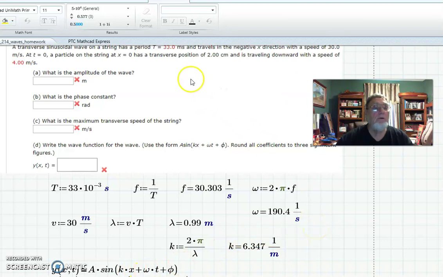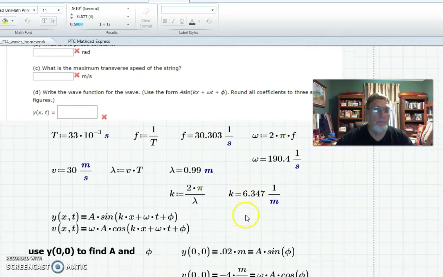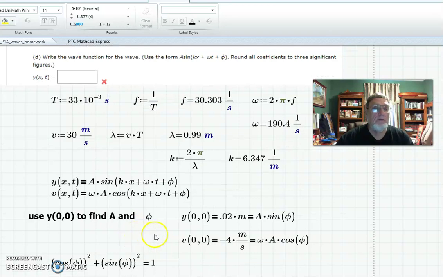We're going to use the other information to get the amplitude. Now remember, the velocity of the string, not the wave, but of the string moving up and down, is the derivative of y, so we get omega A cosine. So we're going to use those initial conditions to find A and phi. If you plug in 0, 0, you have 0x, 0t, so all you're left with is your angle. So the position is 0.02, which is A sine phi. The velocity, we said, was down, minus 4, which is omega A cosine phi.